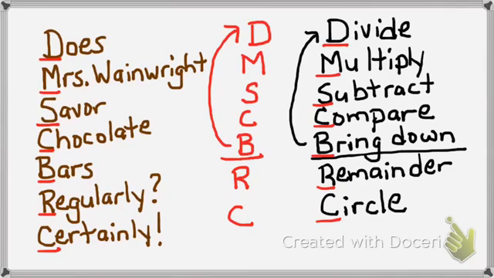And then it's underline the B, arrow from the B to the D. The D stands for divide, M stands for multiply, S stands for subtract, C stands for compare, B stands for bring down, R stands for remainder, and C stands for circle. Again, after we bring down, we underline our number, and we go back and divide. So let's take a look.